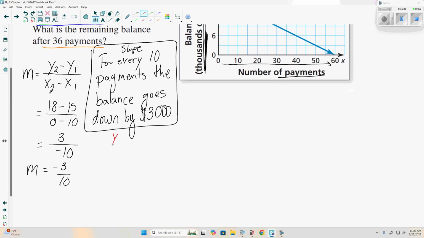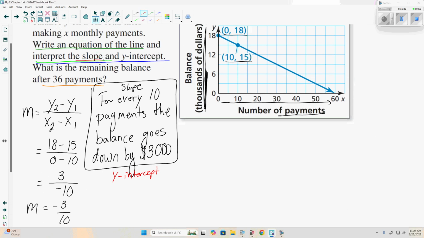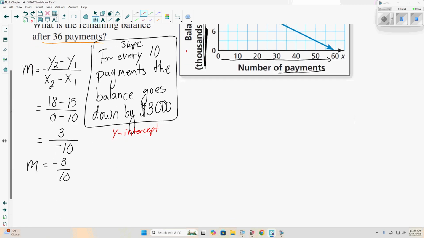Now we also need to interpret the y-intercept. Because it asks us to do what? Interpret the slope and the y-intercept. So the y-intercept is what? 0, 18. So since the x is 0, how many payments have we made? 0, because x is the number of payments, yes? It does go down 3. But the y value is in what? In thousands of dollars.